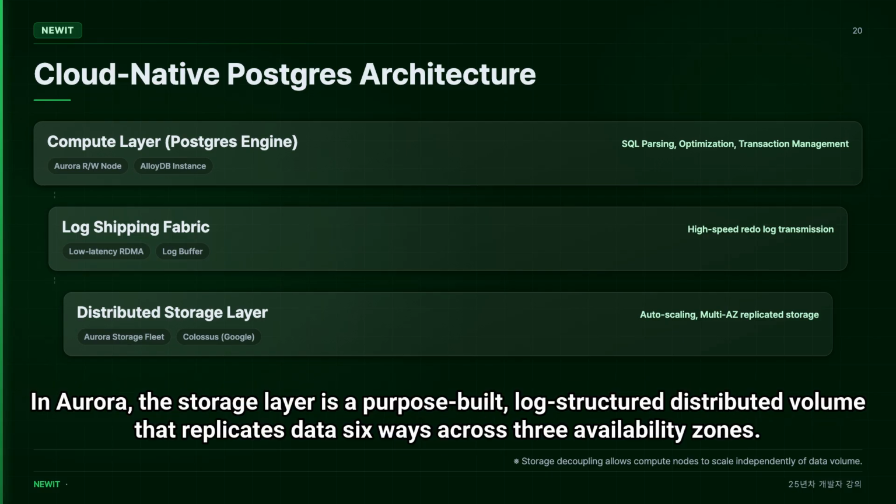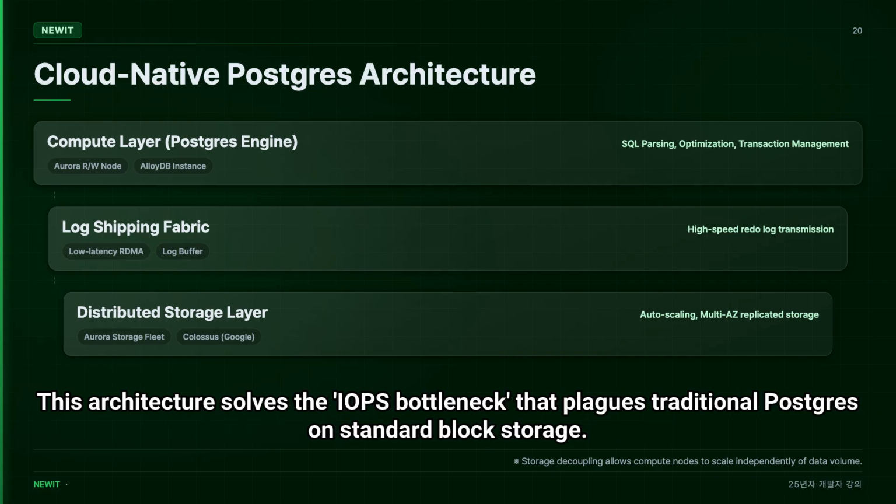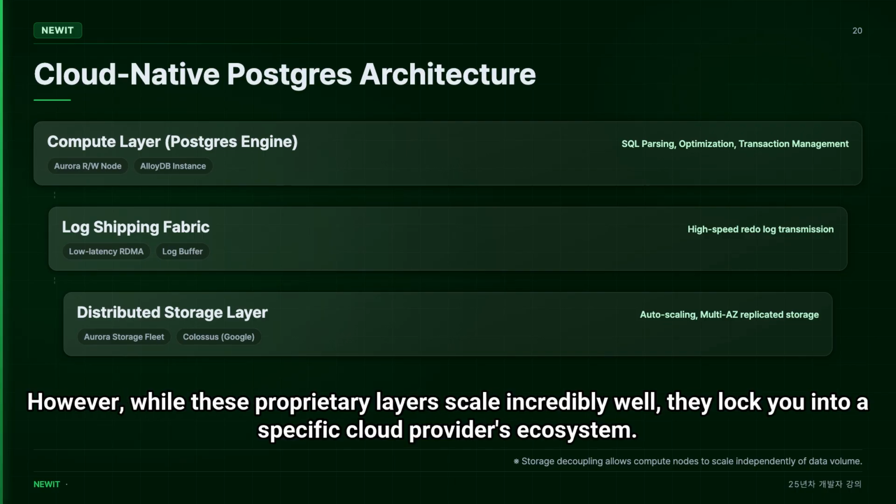In Aurora, the storage layer is a purpose-built, log-structured distributed volume that replicates data 6 ways across 3 availability zones. This means the database engine doesn't have to wait for traditional checkpoints. It simply ships redo logs to the storage fleet. This architecture solves the IOPS bottleneck that plagues traditional Postgres on standard block storage. However, while these proprietary layers scale incredibly well, they lock you into a specific cloud provider's ecosystem.